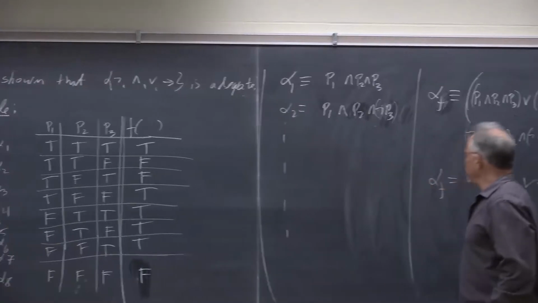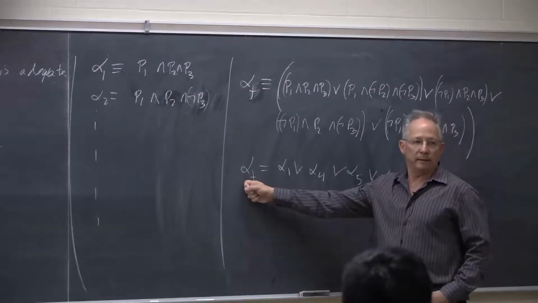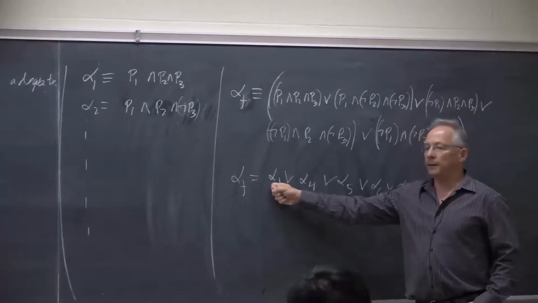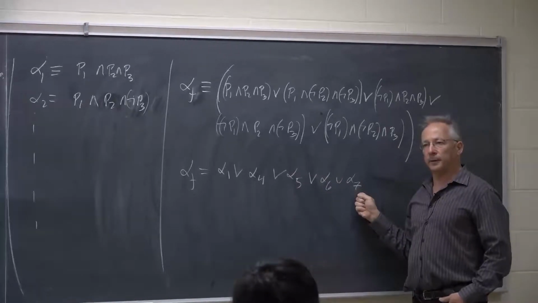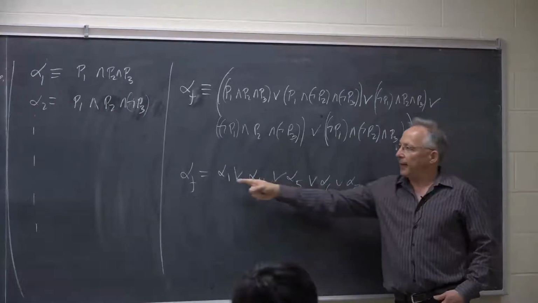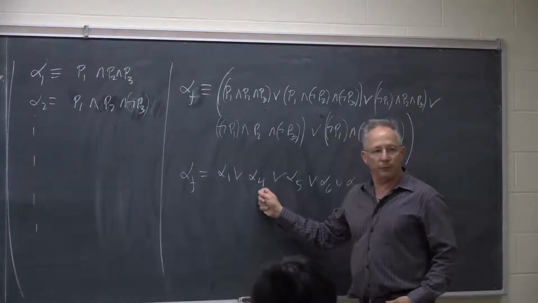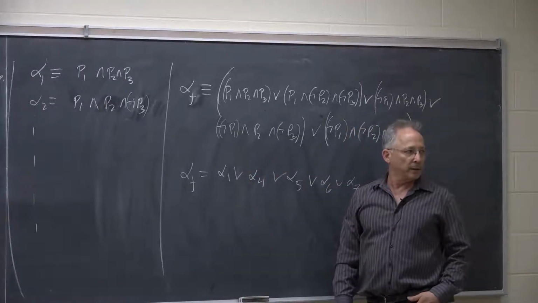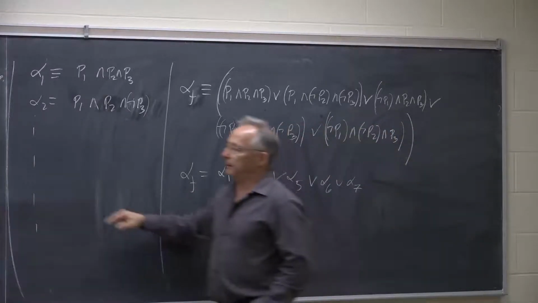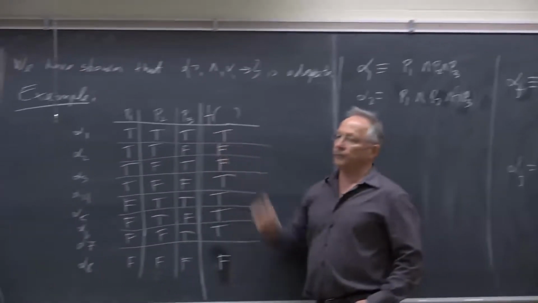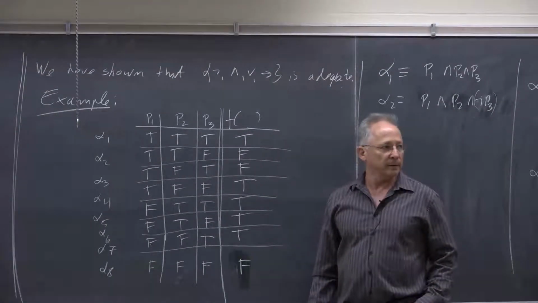So if I ask, when will this formula get T? It will get T either if I satisfy this one, or satisfy this one, or satisfy this one. But to satisfy alpha 1, I have to be in the first row. To satisfy alpha 4, I have to be in the fourth row. So this formula will get T exactly in the same rows that f gets T. And therefore, they have the same truth table.